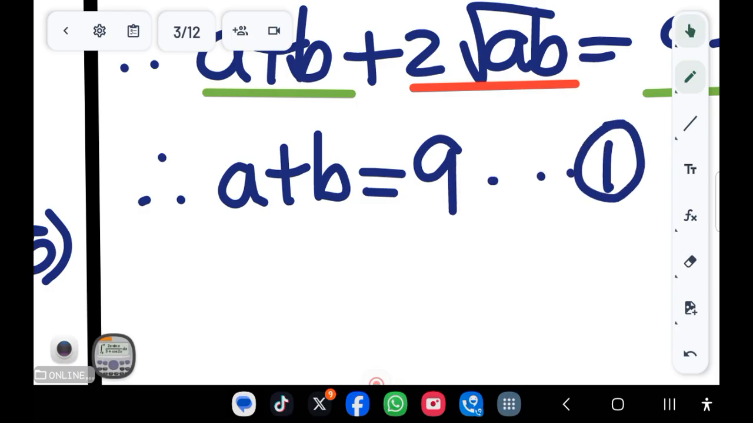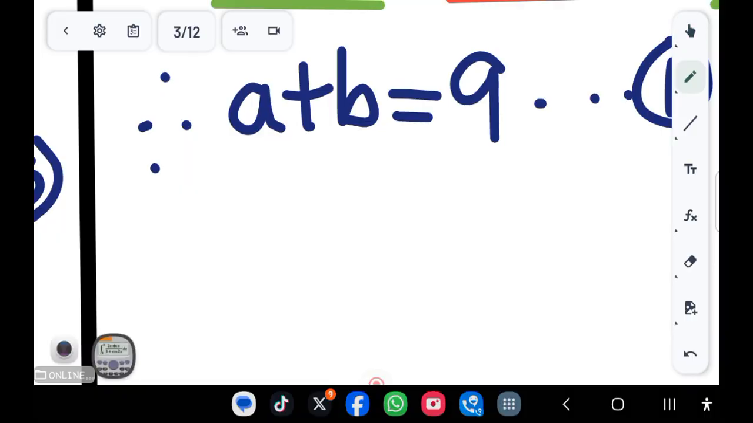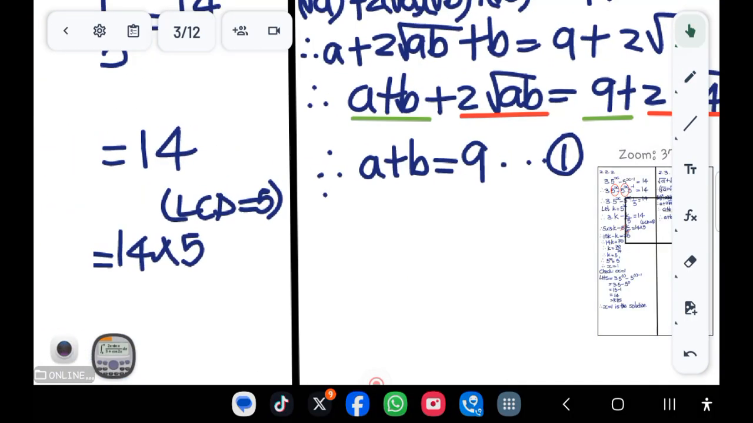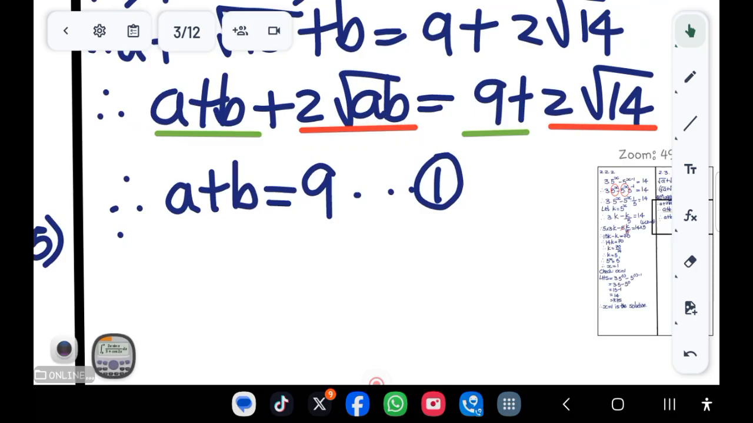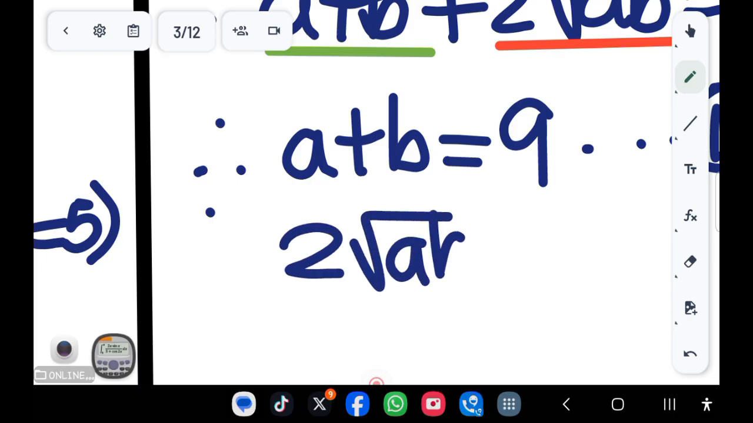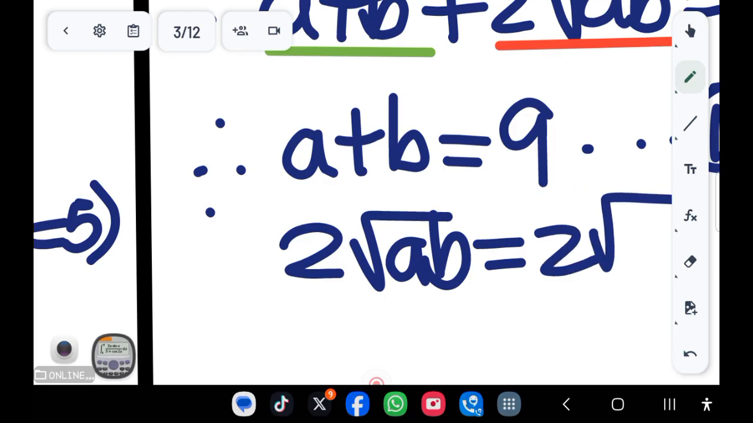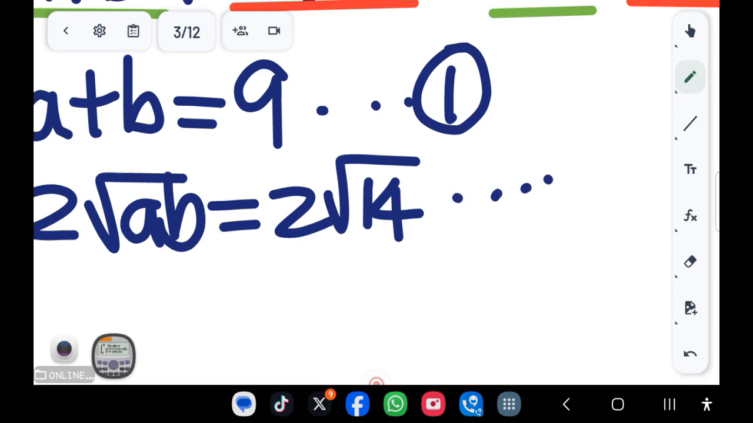Remember, we're solving for two things at the same time, therefore we use simultaneous equations. And the second one will be equating 2 root ab to 2 root 14. Therefore, 2 root ab is equal to 2 root 14, and that we make equation 2. All right.